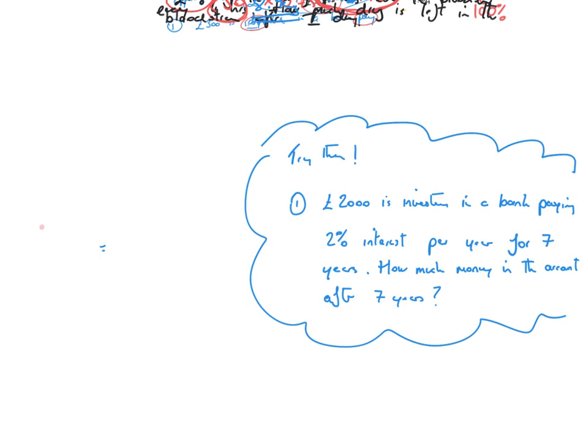Okay, so try this one before coming in tomorrow. £2,000 is invested in a bank that pays 2% interest per year for 7 years. How much money will be in the account after 7 years?